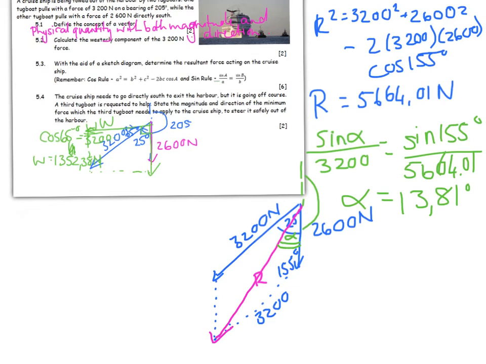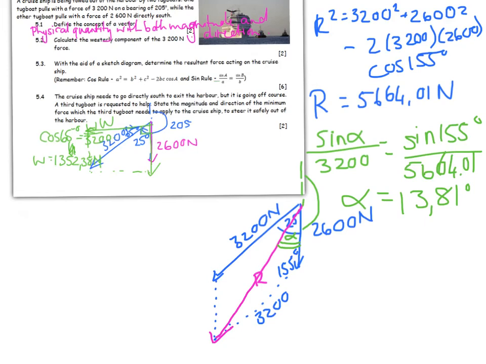Now we're going to go, the cruise ship needs to go directly south to exit the harbor, but it's going off course. A third tugboat is requested to help. State the magnitude and the direction of the minimum force which the third tugboat needs to apply to the cruise ship to steer it safely out of the harbor.